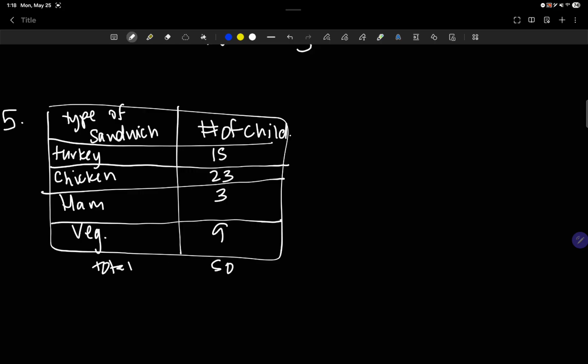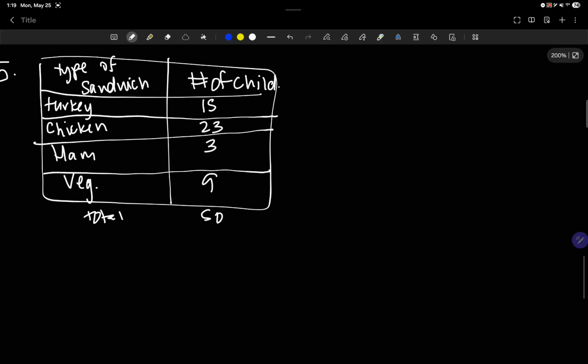If one of these children is selected at random, what is the probability of selecting a child who chose a vegetarian sandwich? Oh no, we're in statistics world now. We're no longer in algebra world. I know, that's a little scary. Okay, so we want the probability of a veggie sandwich.